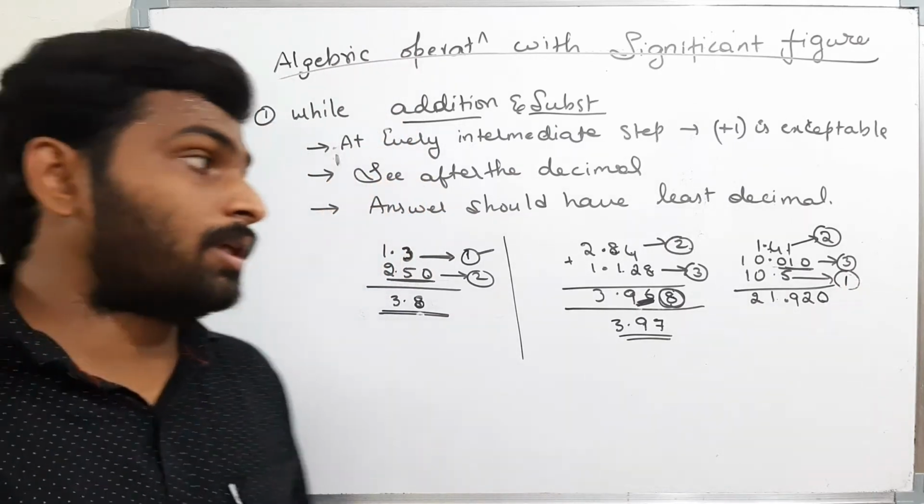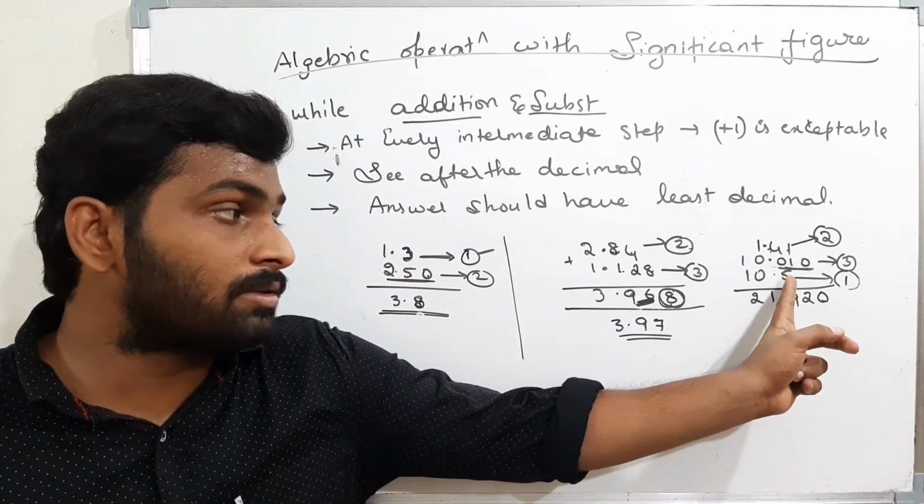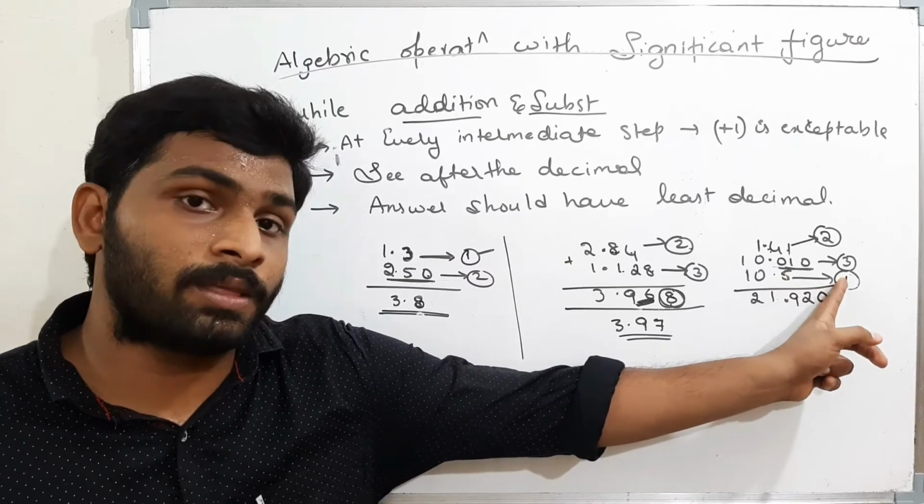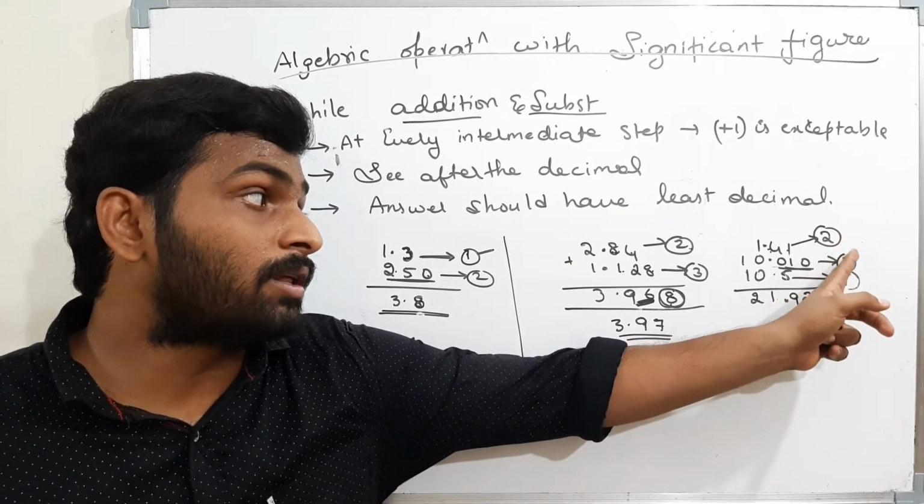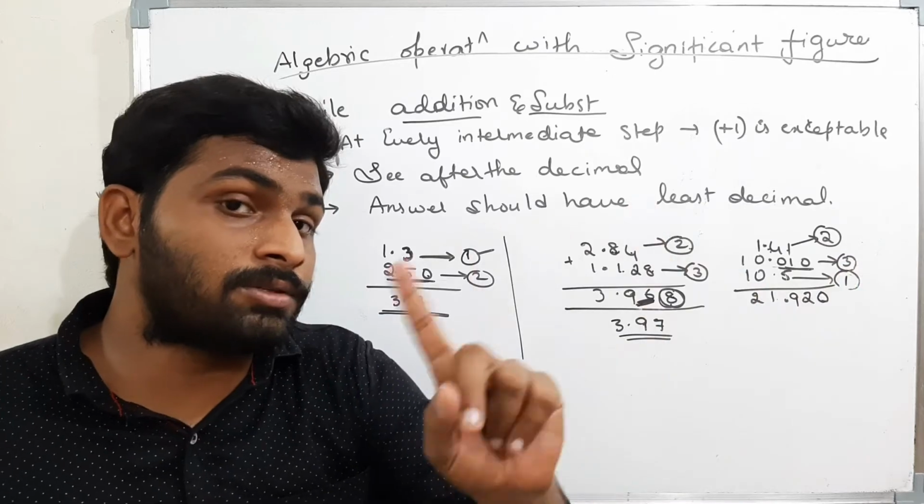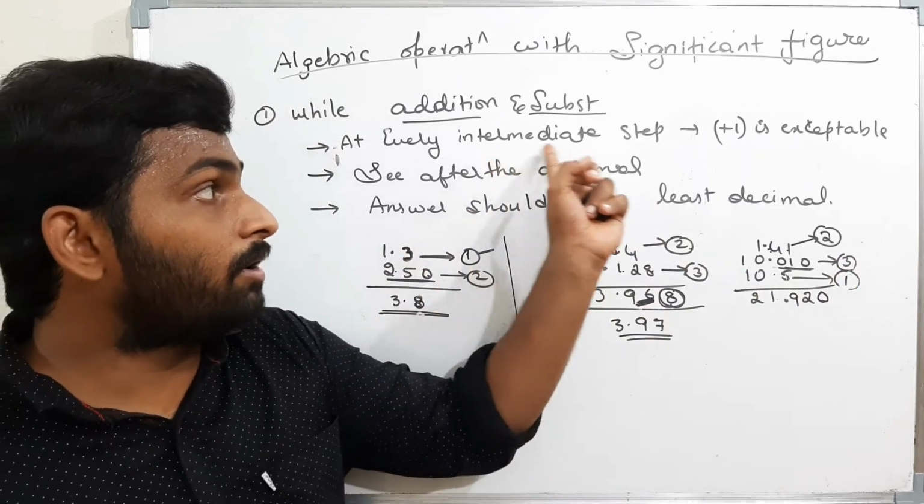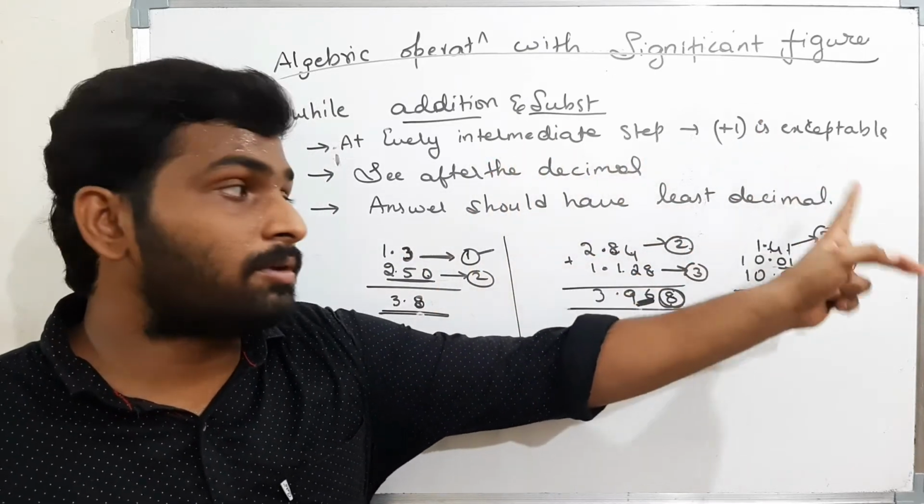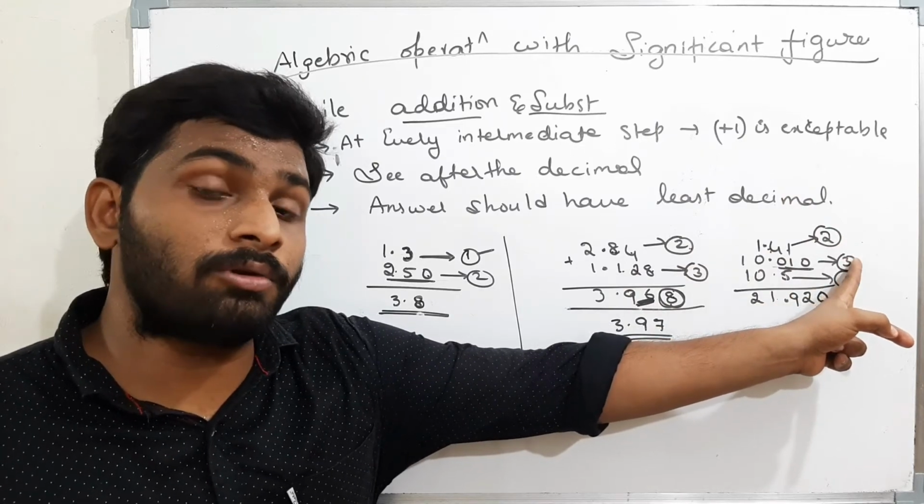Now see, observe carefully. The least number of digits of the decimal is 1. Here 2, but here 3 are there, which is not acceptable. At every intermediate step, plus 1 is acceptable. That means 2 is acceptable, but 3 is not acceptable. I have to round it off.